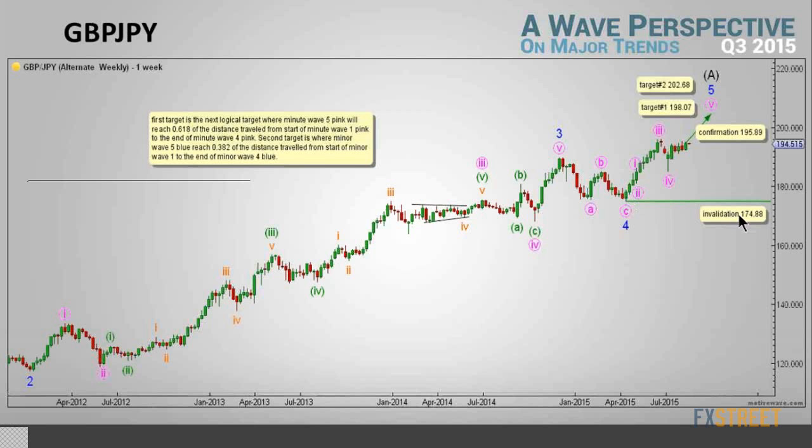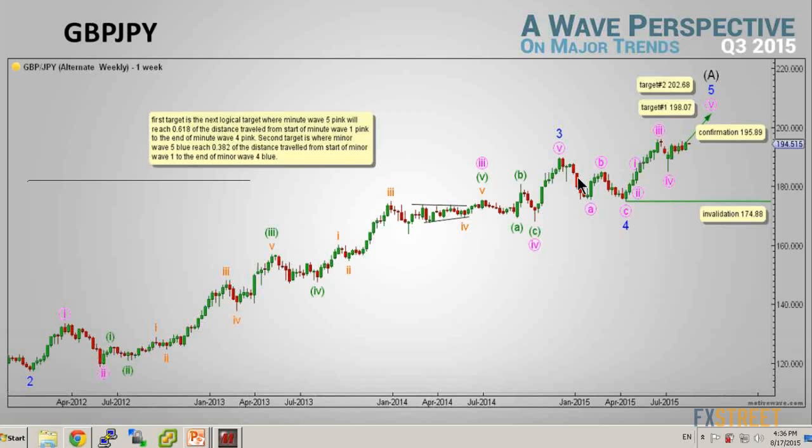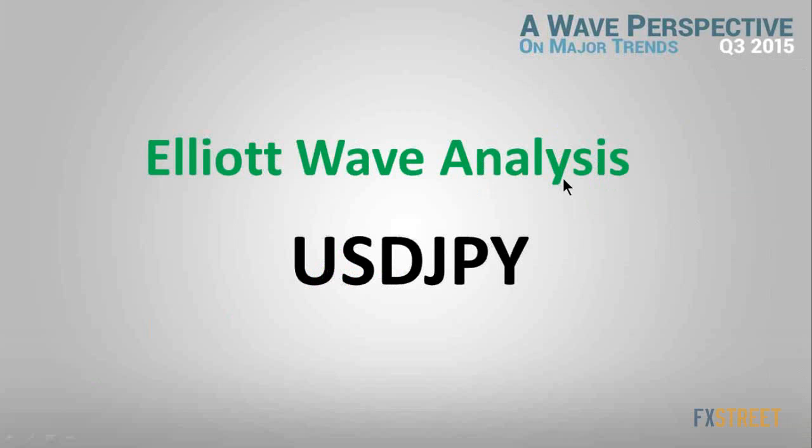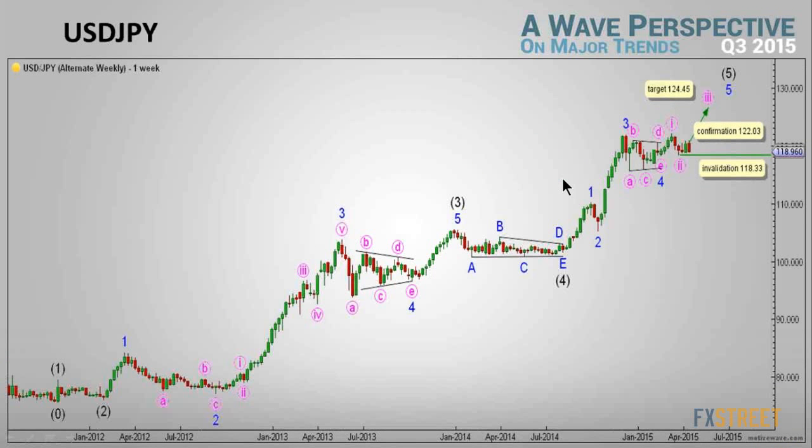Discount would be discarded by movement below 174.88, as within wave 5 blue, no second wave may retrace more than 100% the length of its first wave. Now, let's move to the US dollar Japanese yen currency pair and see if its amazing advance is complete yet or if new highs lie ahead.